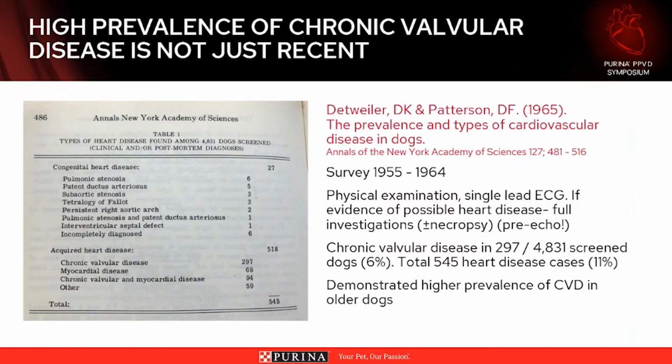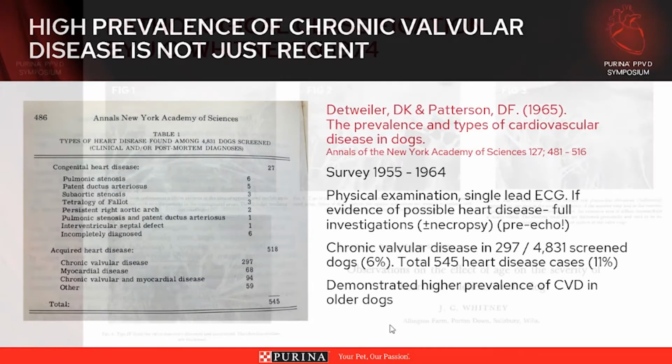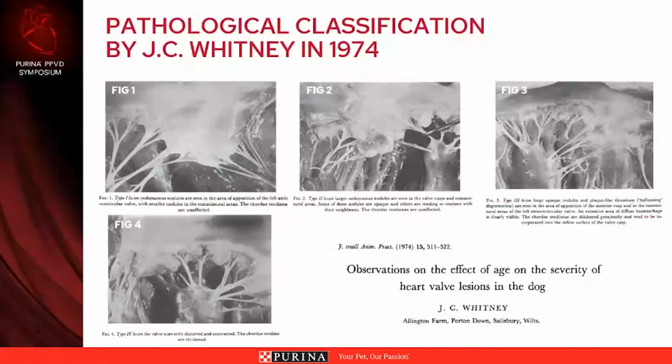So there was a very common chronic valvular disease. We had chronic valvular disease in 6% of the dogs identified, whereas heart disease may be affected up to 11%. And they showed very nicely that at different ages you had more common chronic valvular disease in our older dogs. So in veterinary medicine, we have known about it for a very long time. And one of the seminal publications was the pathological classification of chronic valvular disease in the dog.